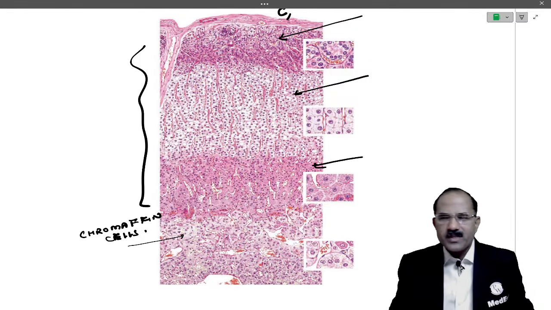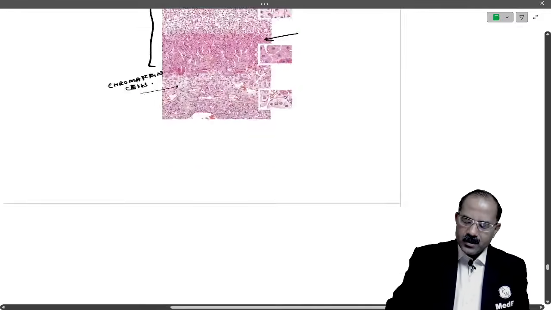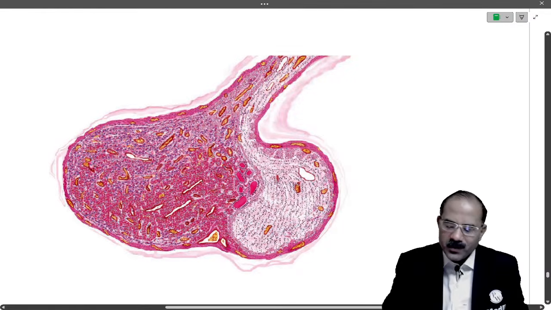Glucocorticoids, mineralocorticoids, sex hormones. Remember all of these. Fine, children, clear to all of you? The adrenal gland. Yes, this is another slide. And you know what you see?